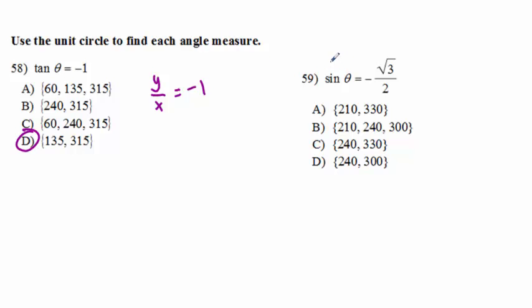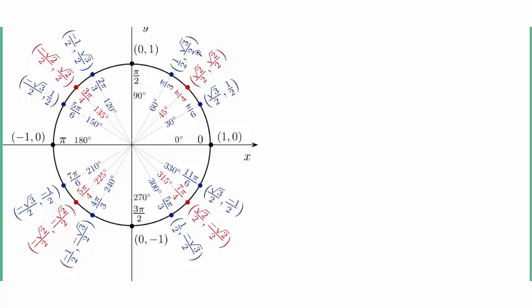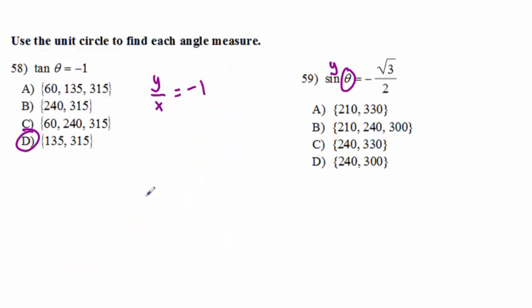59 is easier because sine is our y value, so we're looking for the angles where our y value is negative square root of 3 over 2. So let's take a look at our unit circle. Our y values are positive here, negative here. So at 240 and at 300, which is D, those are the two places where our y value is negative square root of 3 over 2.